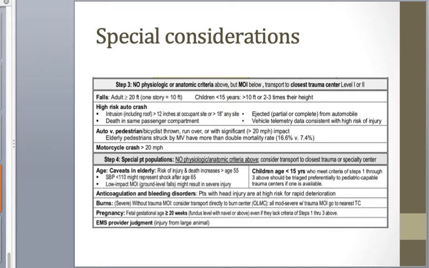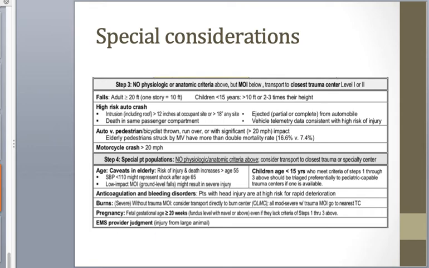Special considerations. This is the section that is on the lowest portion of that protocol, the trauma triage transport protocol. These are just things that don't necessarily have to be flown, but are things to take into consideration that may cause injury that maybe need to be looked at by a trauma center. Adult falls over 20 feet. Children under 15 years, falls of 10 feet or 2 to 3 times their height. High risk auto crash: intrusion, including roof, 12 inches at occupant site or 18 inches at any site. Death in the same passenger compartment.